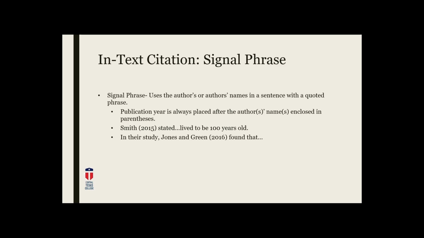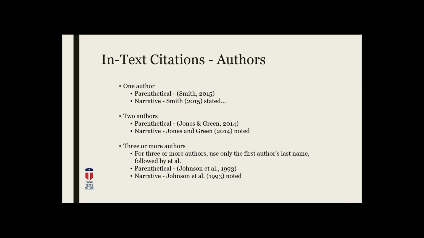The signal phrase or narrative in-text citation uses the author's name in the body of the sentence. Immediately following the author's name will be the publication year enclosed in parentheses. When citing one author, you'll use the author's last name, comma, the publication year, and a close parentheses. In the narrative, you'll have the author's name, the parentheses, the publication year, and then the rest of the sentence.